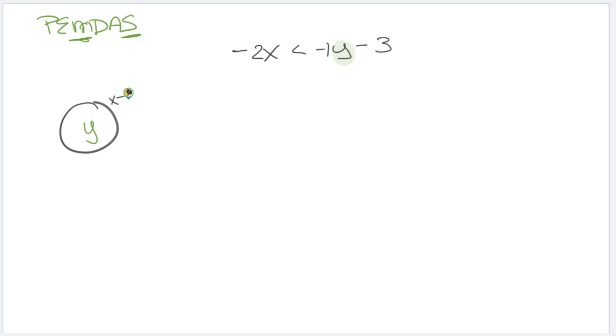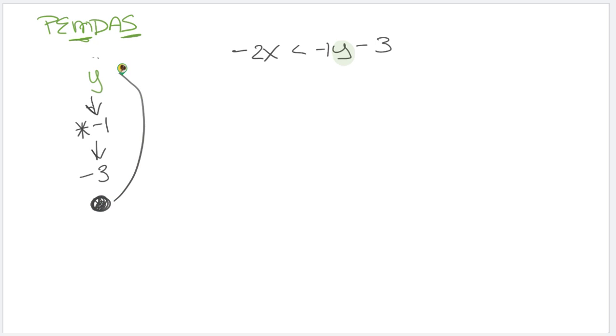As a matter of fact, let me write this a little bit differently. The first thing happening to our y is that it's being multiplied by negative 1. That's a multiplication sign. And then we are subtracting 3. So in order to undo that, here's us, we're starting down here. This is us, and we want to get back to our y. So we need to undo all of the steps in between.